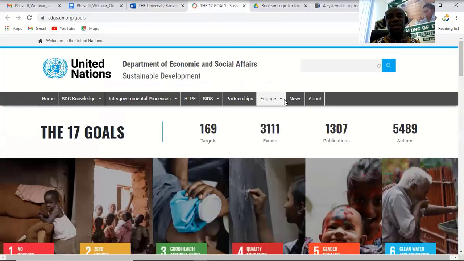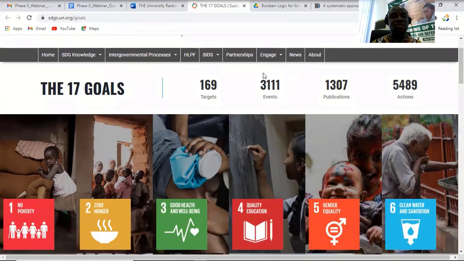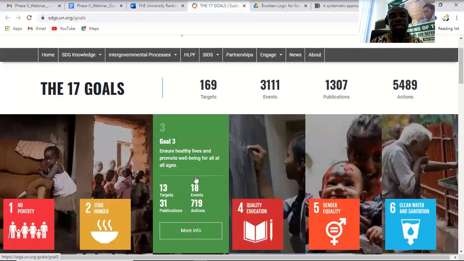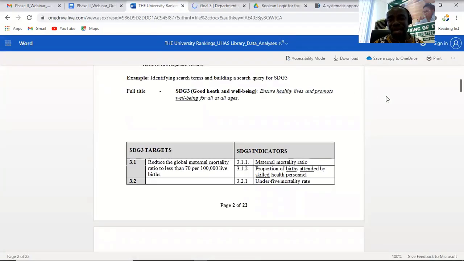Good. So this is the Sustainable Development Goals page. And when you go here, you can see the summary. It tells you there are 17 goals, 169 targets. So far, 3,111 events have happened. There are 1,307 publications so far, and 5,489 actions taken globally, all right, globally. Now, if I was interested in development goal 3, I click on this one, goal 3, and we'll see the steps that we took and how we arrived at identifying the keywords. It is still loading. I'll go back to the documented page in Word.